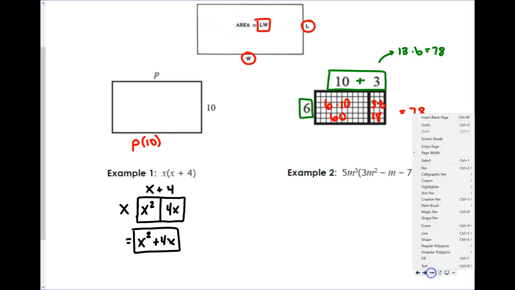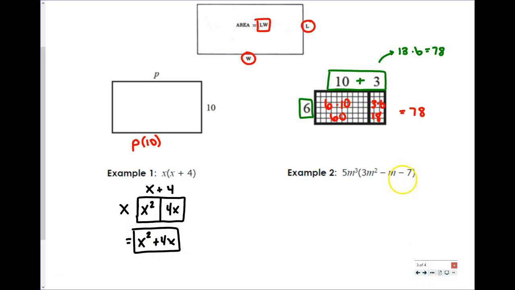Now notice, I would have gotten this answer if I had just also distributed, right? X times x is x squared, and x times 4 is 4x. So you're probably thinking, why would I do this? Why would I draw this box when I can just distribute? Well, when we get to more complicated polynomials, you might find that this is much easier to limit mistakes.